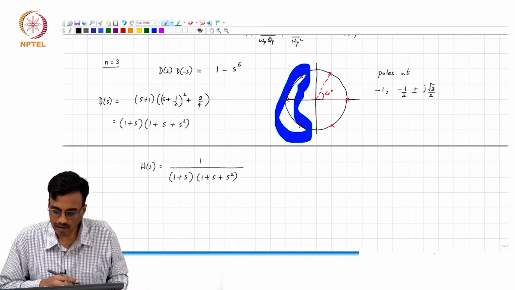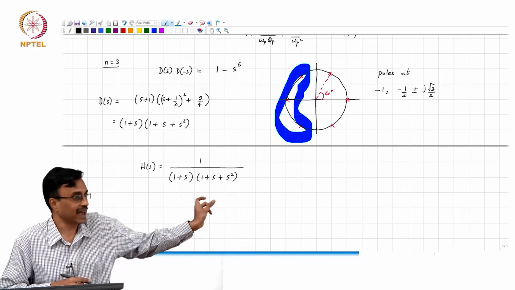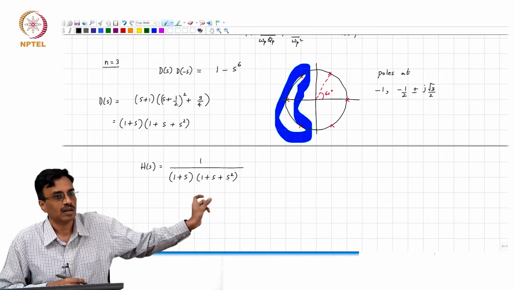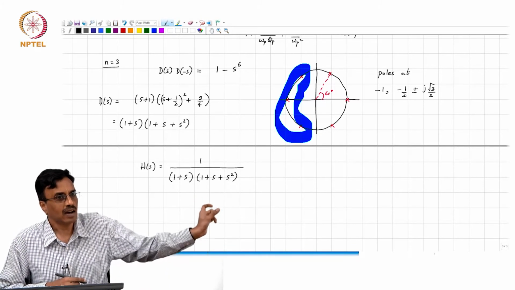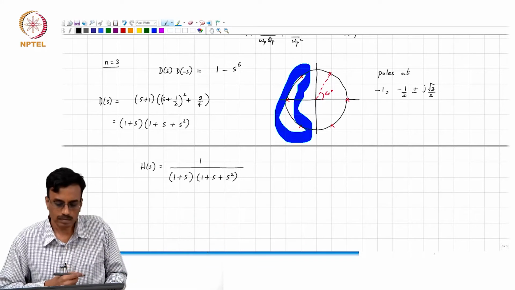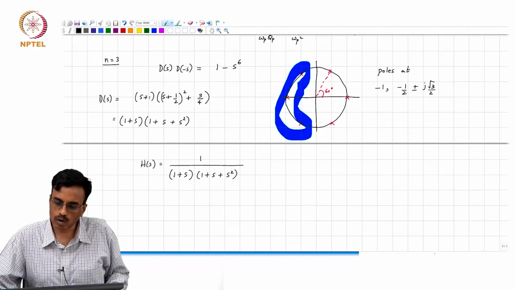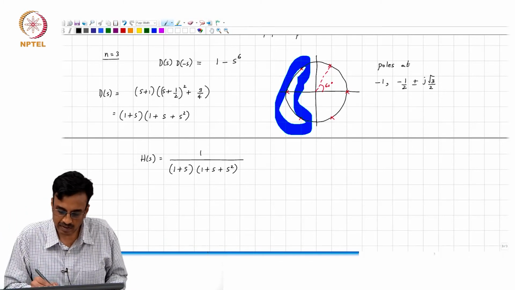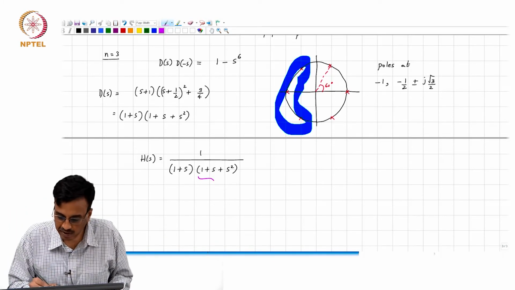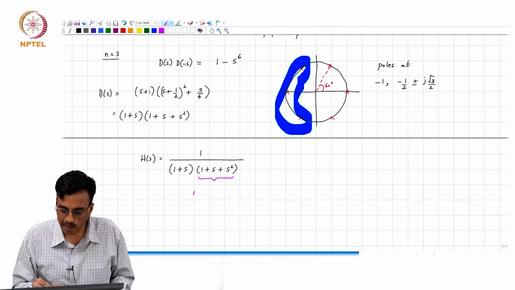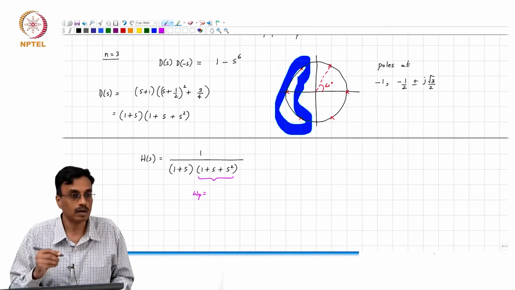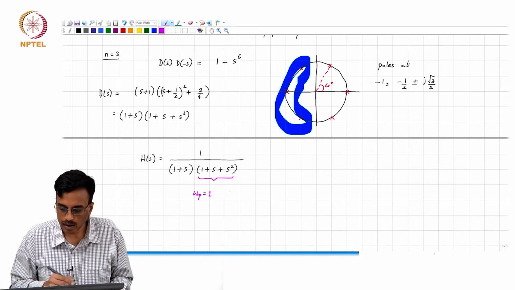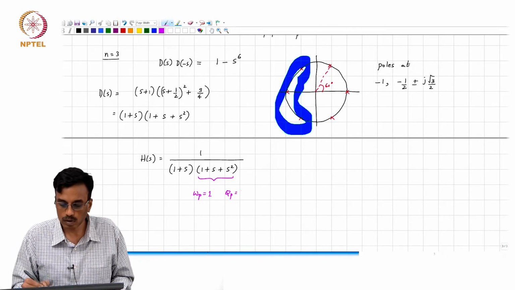And what comment can we make? You can think of this obviously as a cascade of a first order section and a second order section. And if you express the second order section in standard form, what comment can we make about the omega p? Omega p still remains 1. And what is the QP now? QP is 1.